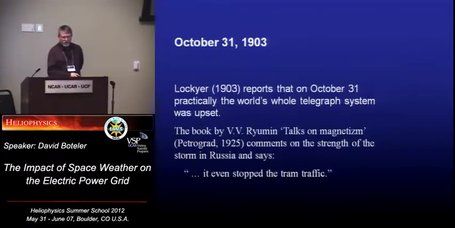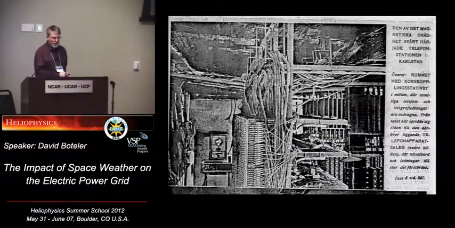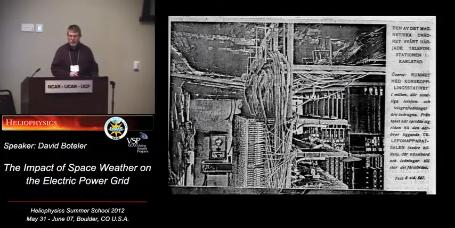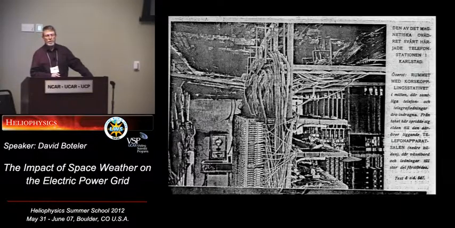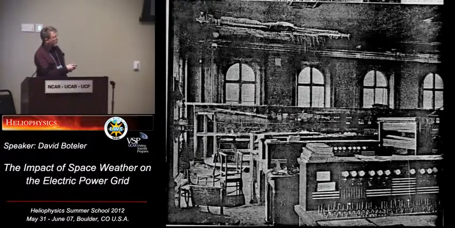These effects continued. This is another big storm in 1903, where there were reports of problems around the whole world, and there's another one even in Russia that stopped the trams. Another big storm was in 1921, and the electric currents induced in the telegraph were so large that they burnt out part of the apparatus in a telegraph station in Sweden and set the whole place on fire. These are some photos of the system after the fire. The shell of the building is left, but everything else is burnt out.